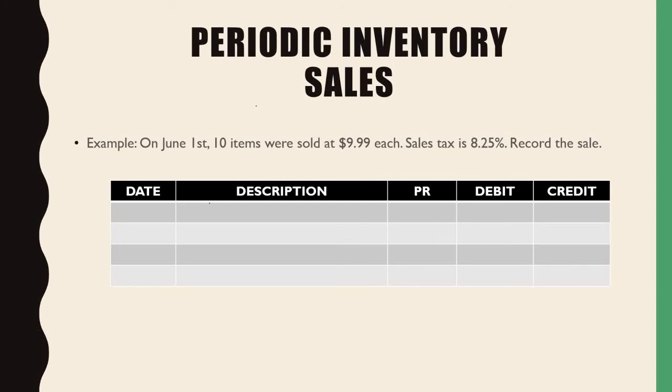So here we're going to talk about sales and how to journalize sales. The example is: on June 1st, 10 items were sold at $9.99 each. Sales tax is 8.25%. Record this sale. Okay? So we're looking at a journal, all right?